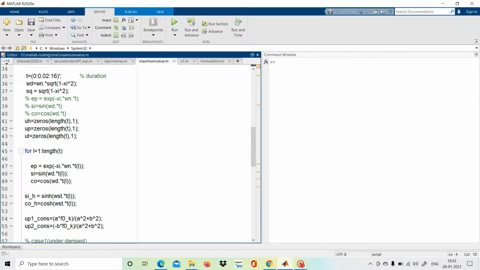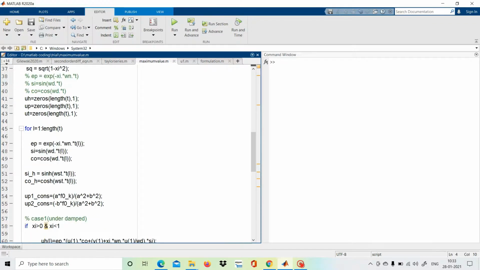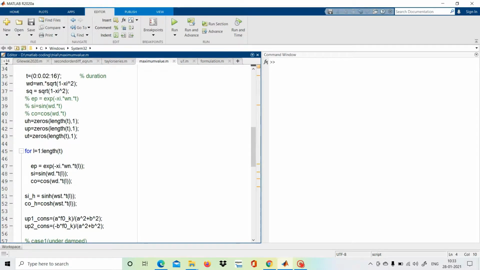So for i equals 1 to length of t, the exponential value, we know that exp of minus xi omega n into t, and t we have already discretized here. T means the duration, 0 to 16 seconds, with a discretized time delta t equal to 0.02, so that we are taking the loop here. It will vary, t will get varied, and corresponding to t our value of u h and u p will vary. So here t of i, i is the variation.